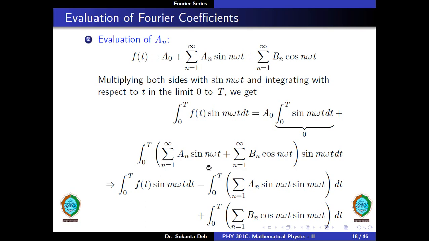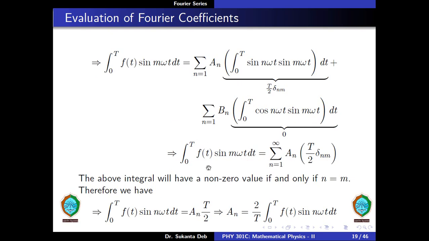So after we integrate this, we get the values of the expression like this: the integral from 0 to capital T of f of t sine of m omega t dt is equal to the summation over n equals 1 to infinity of an times the integral from 0 to capital T of sine of n omega t sine of m omega t dt, plus the summation over n equals 1 to infinity of bn times the integral from 0 to capital T of cos of n omega t sine of m omega t dt.